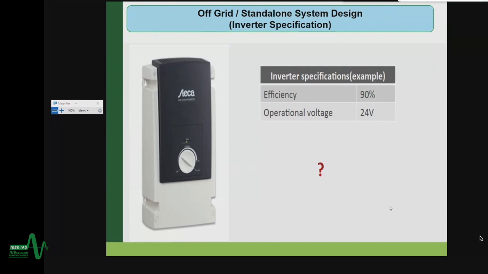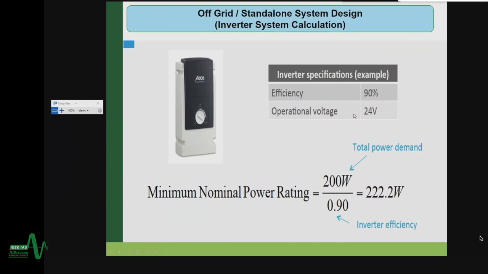As I have already said in PV system, the PVsyst software will not give us this option, but in practice, as you can see, the efficiency for this model is actually 90%. Operational voltage is 24 volt.